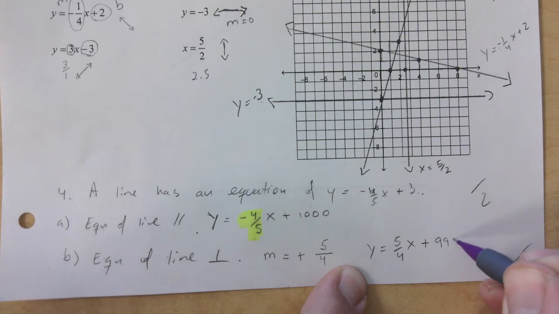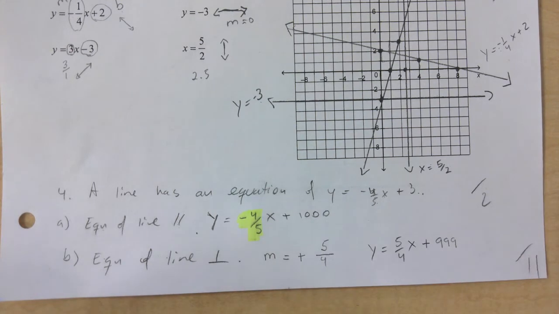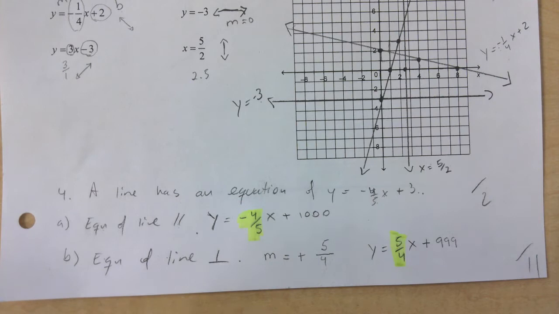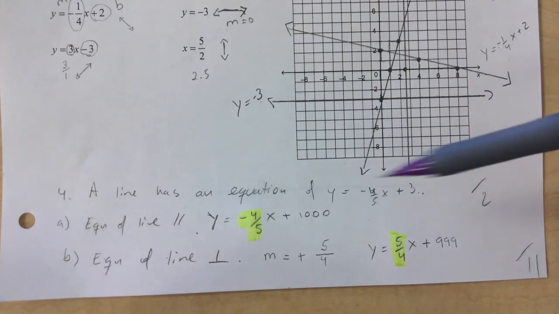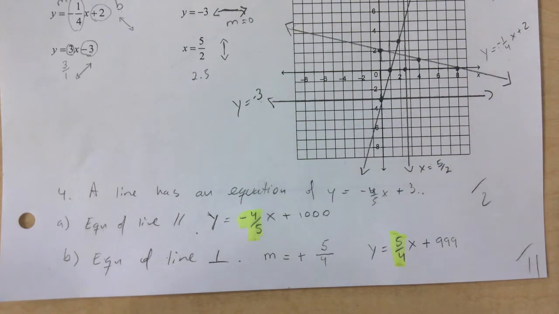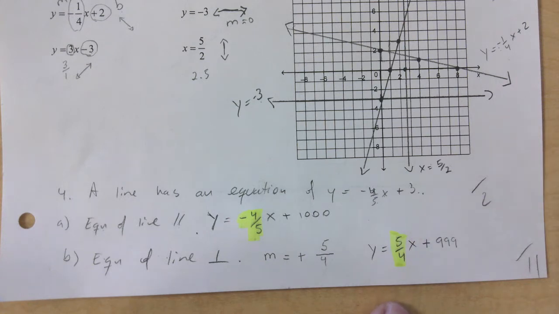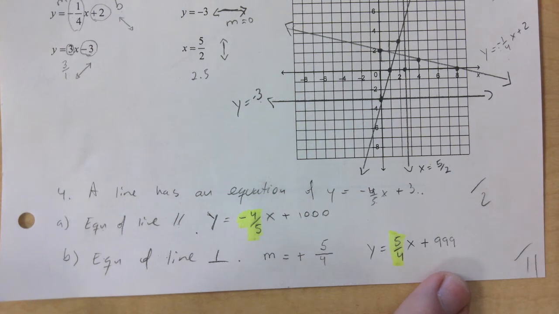You can go negative, it's up to you, but I'm after the slope. So 1 mark for each correct equation. All you need to look for there is the slope. Same slope will be parallel. Negative reciprocal slope will be perpendicular. So 1 of each, 2 marks there. So this page is out of 11.